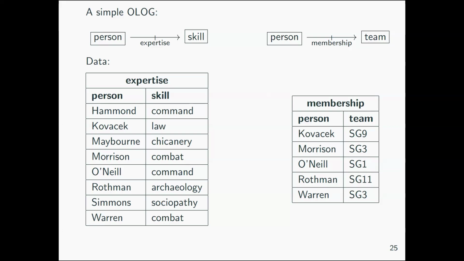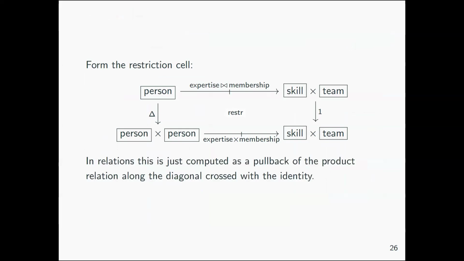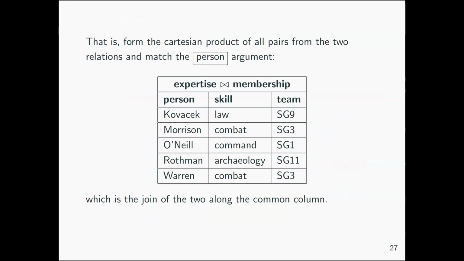So perhaps we have these 2 tables, and we want to look at the person and expertise and which team they're on. Well, that would be a join. Each of these has a person instance in common, and so we're going to form this restriction cell where we pull back along the diagonal for the person type, and then we'll just compute the corresponding pullback in Rel to see what the table looks like. And this is the join of the expertise and the membership tables, where we're just getting the individual with his skill and which team. Great.